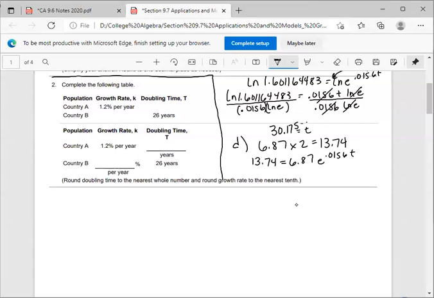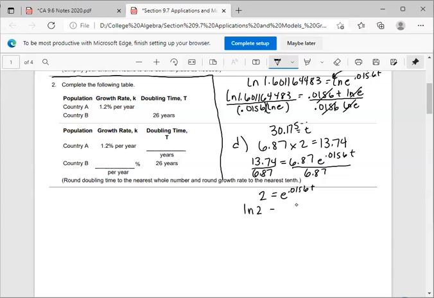I need to get e by itself. So I need to get rid of 6.87. So I would divide by 6.87 on both sides of my equal sign. I got the 13.74 because I multiplied that by 2, because they asked how long it would take for it to double. So this is just 2 is equal to e to the 0.0156t.